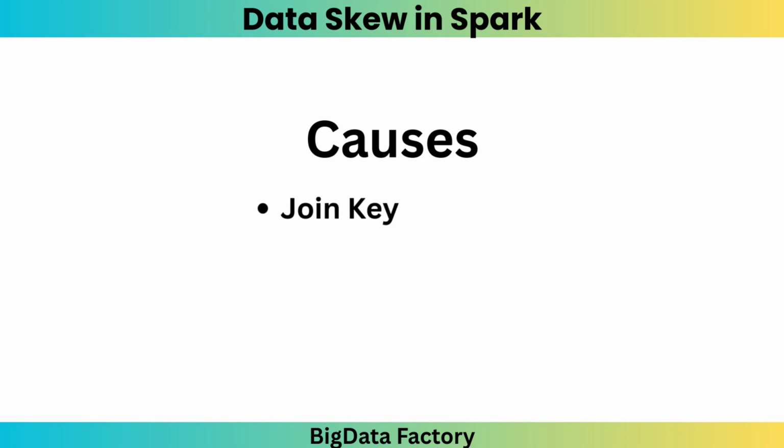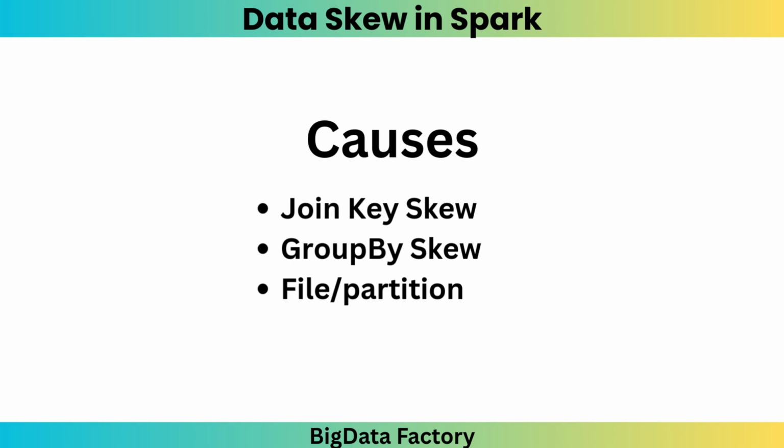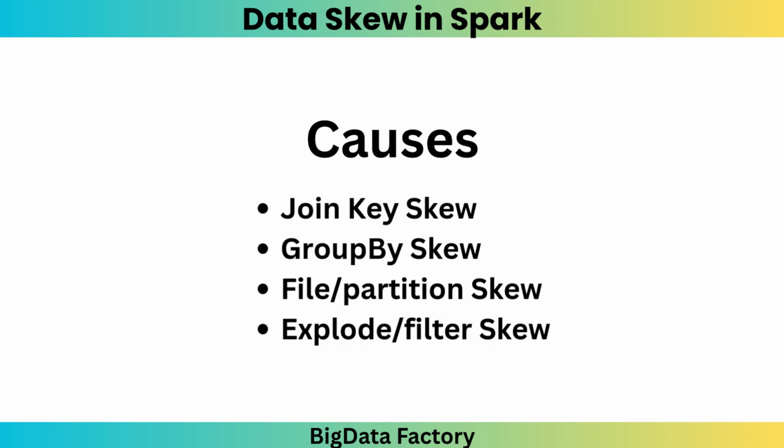So skew usually comes from four places. Skewed join key, like one key matches huge amounts of data. Skewed group by key, like one group is massive. Skewed files or partitions, uneven file sizes or bad partitioning upstream. And skew introduced after transformations like explode or filters.